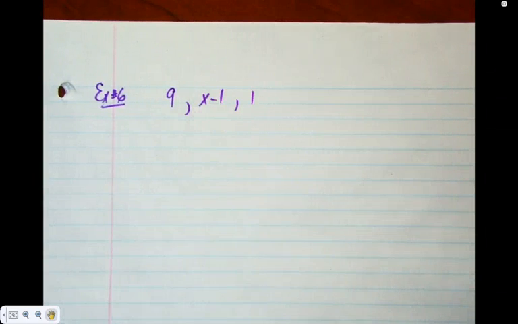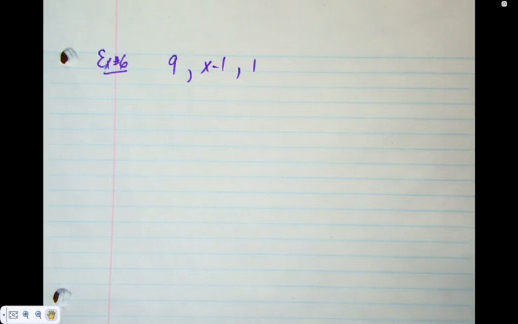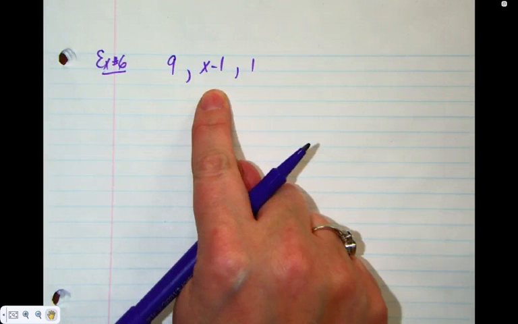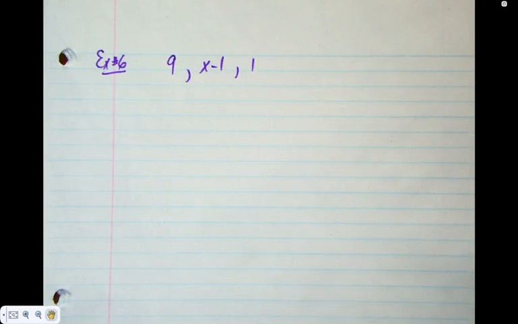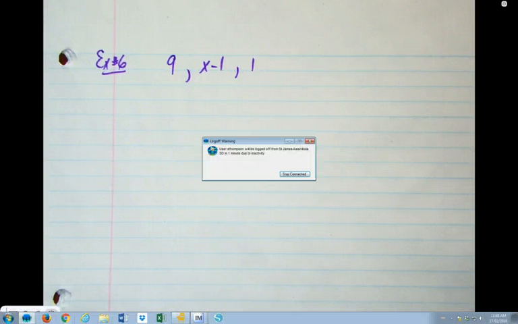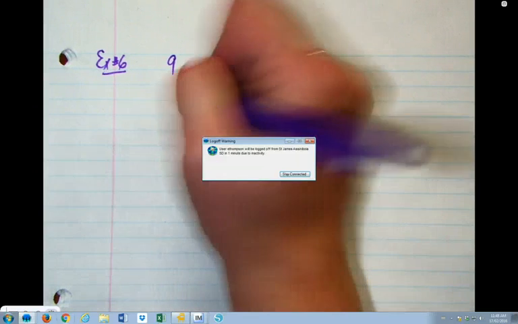So we got 9, we got x minus 1, we got 1. Well, in order to find x, I need to know what T2 is. In order to know what T2 is, I need to know what r is. So this is another finding r question. That's going to be step 1. So look back, where's the one we did finding r? Number 4a and number 5a. So this is now the third time we're going to find r.